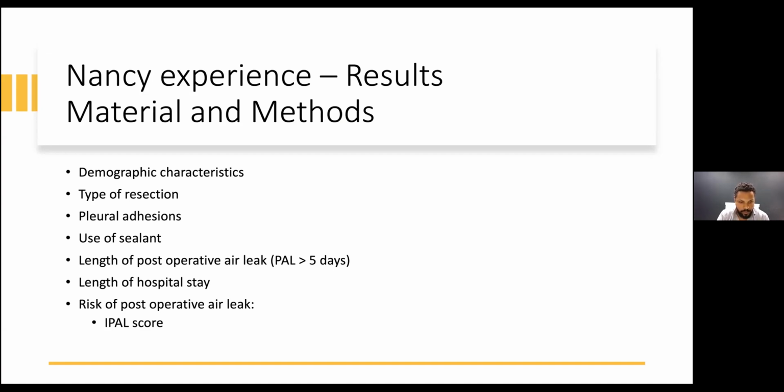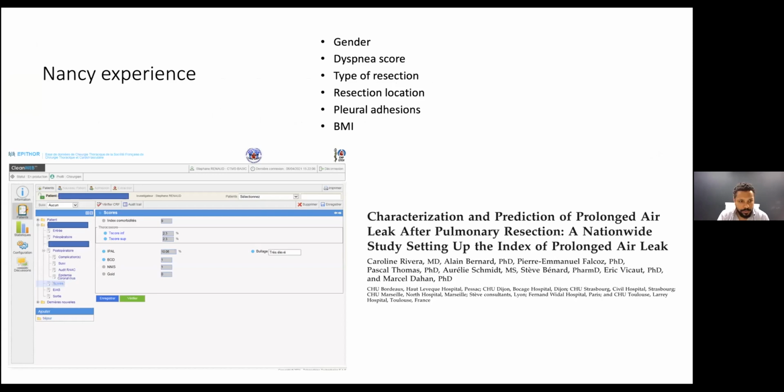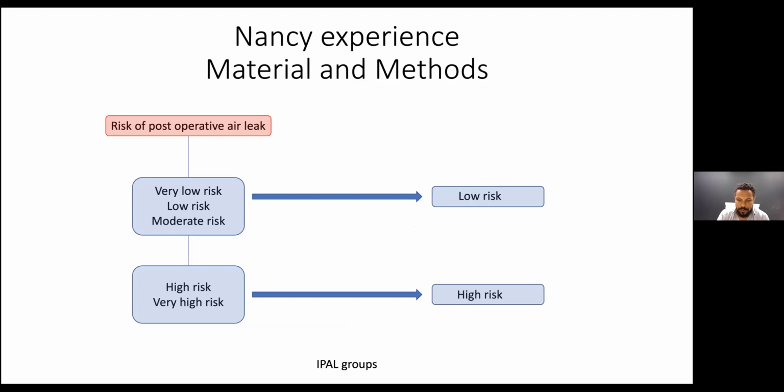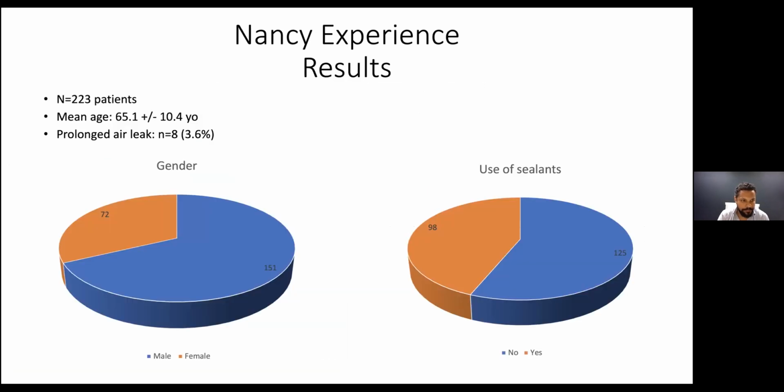And we assessed the risk of postoperative air leak by the IPAL, and Dr. Brunelli already extensively discussed this subject, so I will not stay long on these slides. And so just a quick point. Thanks to the IPAL, we're able to define 6 categories of patients with a risk of prolonged air leak. So patients with a very low risk, moderate risk, high risk, and very high risk of prolonged air leak. So we decided to pool these patients into a low risk and a high risk of prolonged air leak.